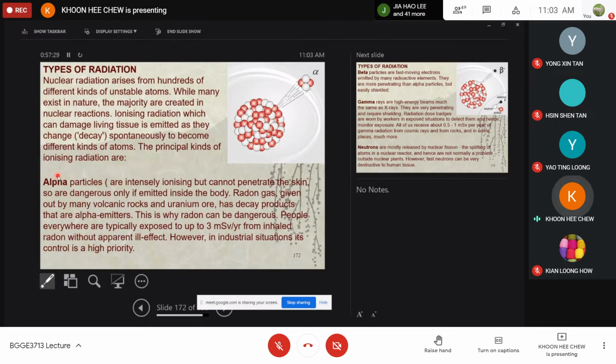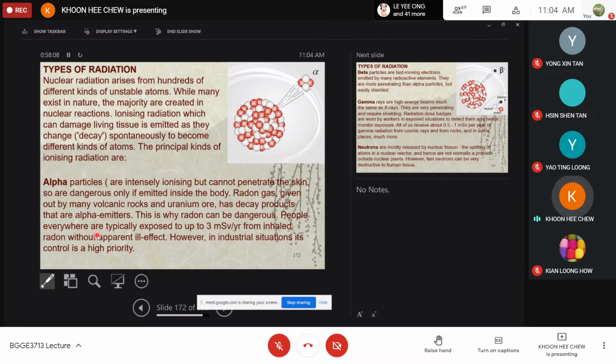Alpha waves are particles that are intensely ionizing but cannot penetrate the skin, so they are dangerous only if emitted inside the body. Because it is stopped by your skin, it won't go inside your body. It is only dangerous if, let's say, the alpha radioactive particle is emitted inside your body. Radon gas given out by many volcanic rocks, and uranium, have decay products that emit alpha waves. This is why radon can be dangerous.